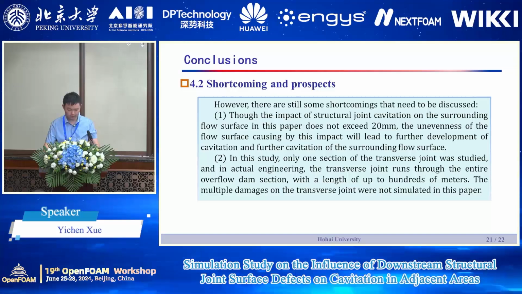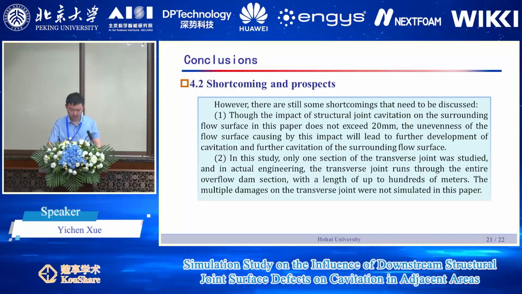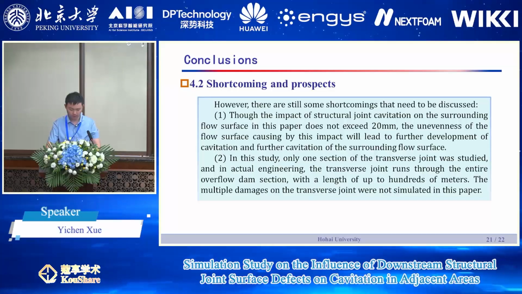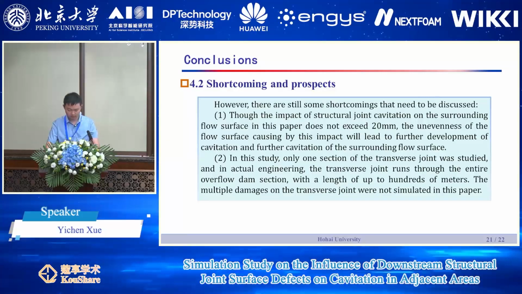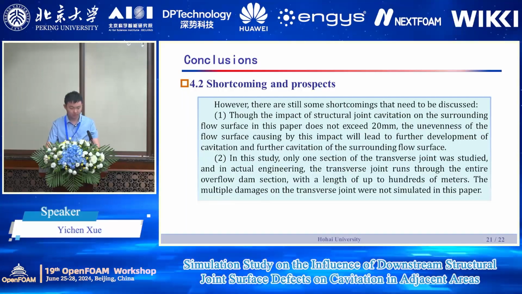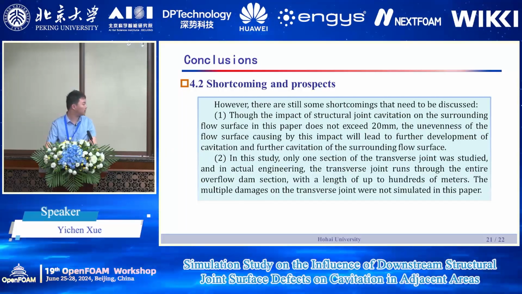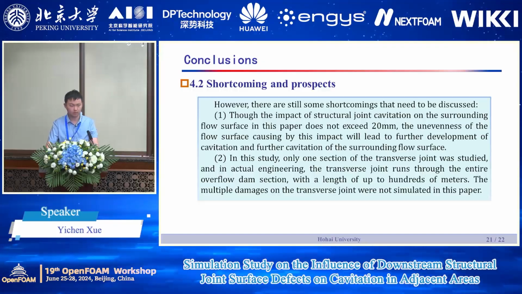The impact of structural joint cavitation on the surrounding flow surface in this paper does not exceed 20 millimeters. The unevenness of the flow surface caused by this impact will lead to further development of cavitation erosion of the surrounding flow surface. And in this study, only one section of the transverse joints was studied. In actual engineering, the transverse joint runs across the entire dam section with a length of up to hundreds of meters. The multiple damages on the transverse joint were not simulated in this paper.